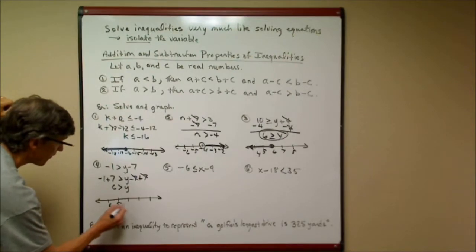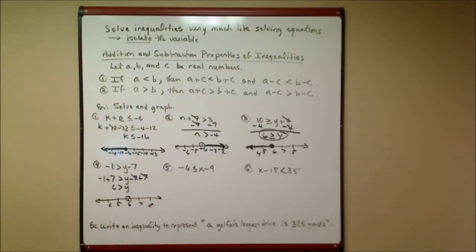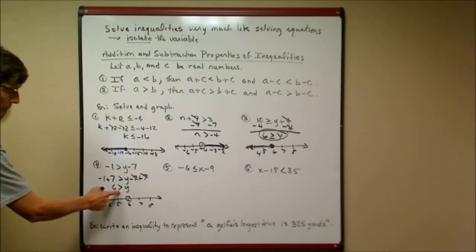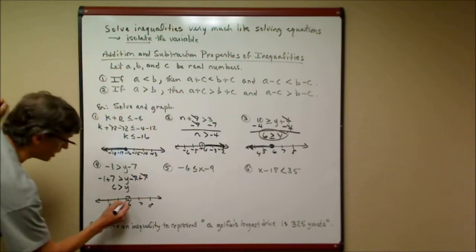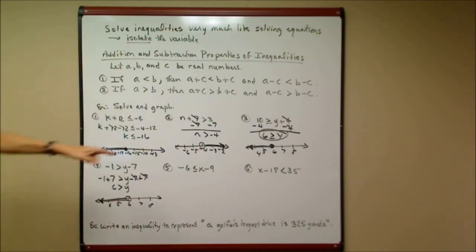So here's 4, 5, 6, 7, 8. I'm going to have an open circle around the 6 this time. And again, instead of shading to the right, like you might think because of the way it's pointing, the variable's on the right side, I shade to the left. I want values smaller.